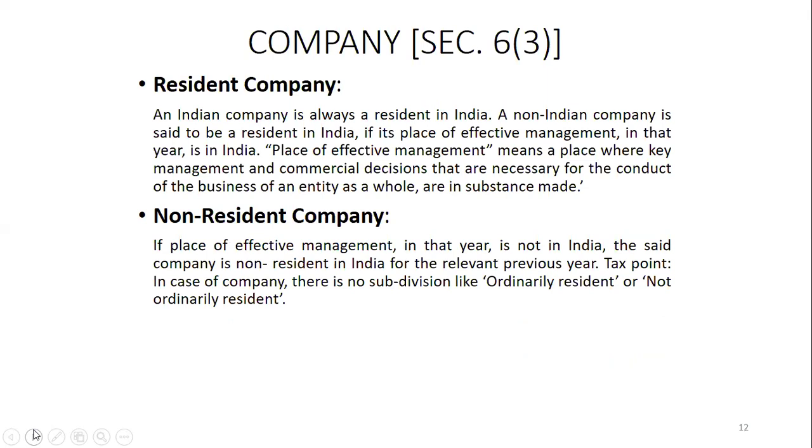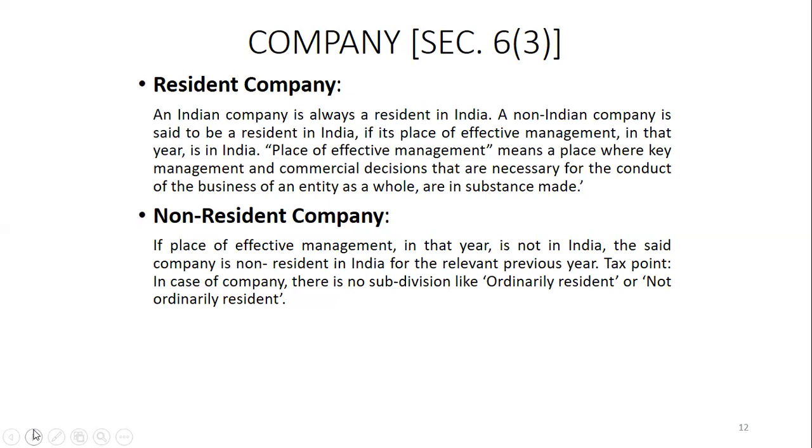So now we will discuss company, which is mentioned under section 6, subsection 3, resident company. An Indian company is always a resident in India. A non-Indian company is said to be a resident in India if its place of effective management in that year is in India. What is place of effective management here?